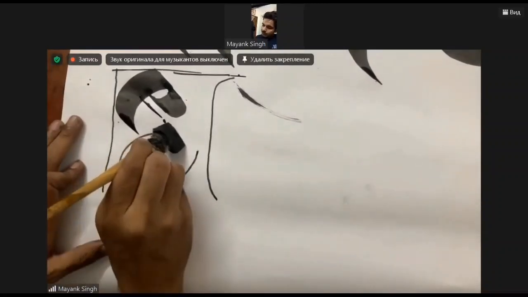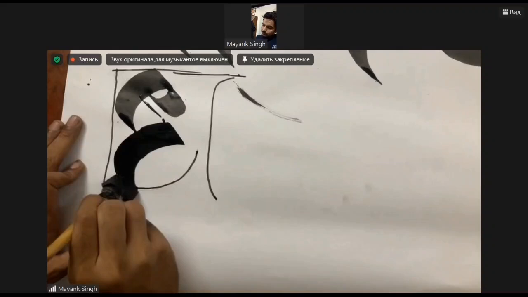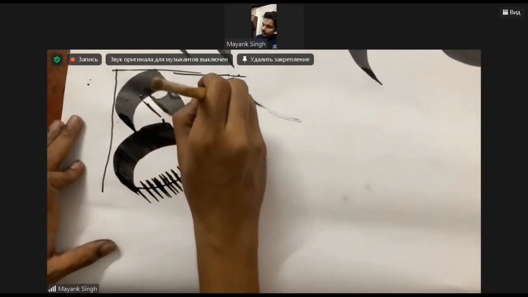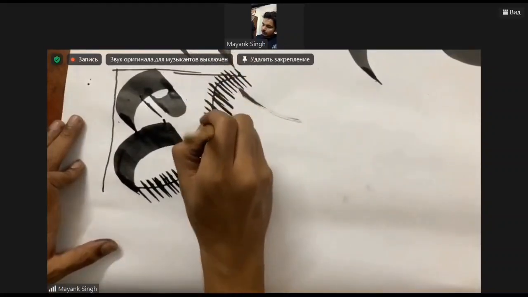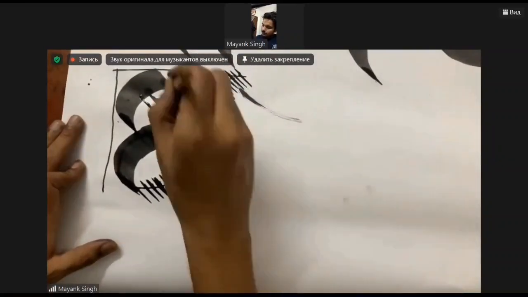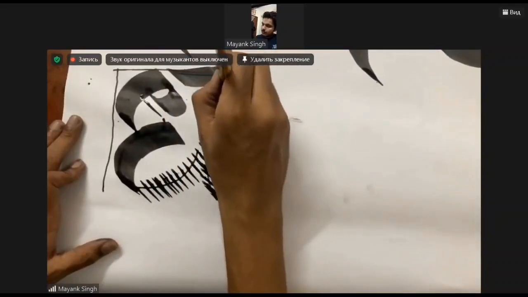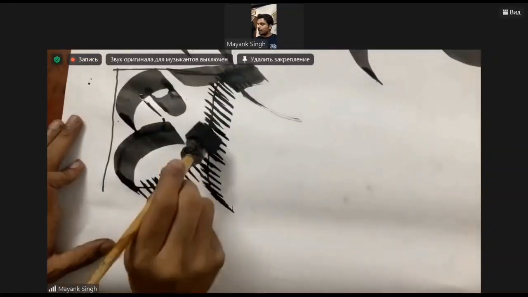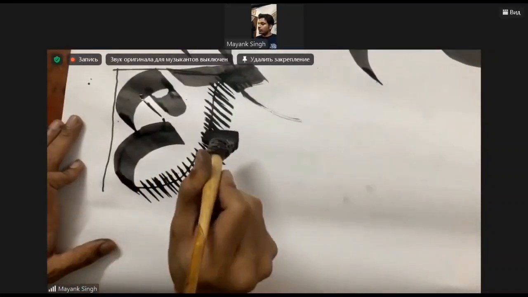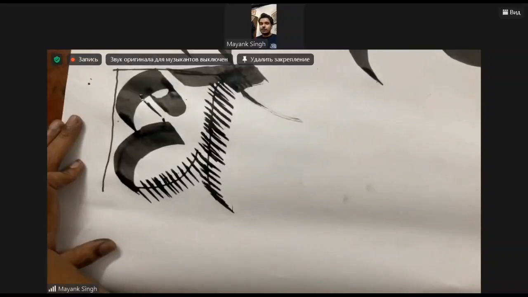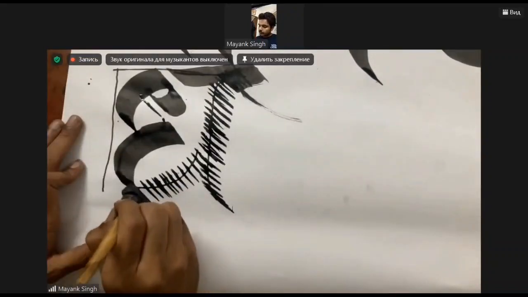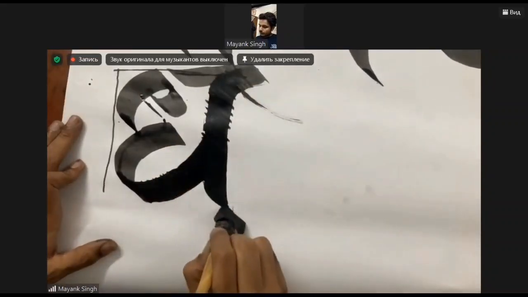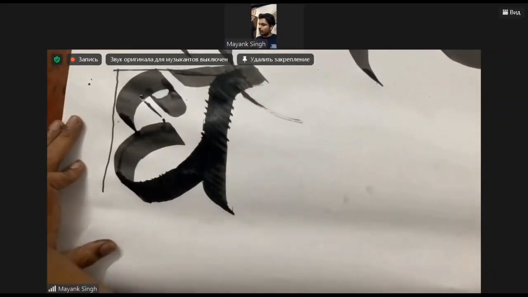I'll tell you how. So these are streaks of the column. That's how your column is moving. It's not going like this or this. Ta, tha, da, dha, na.